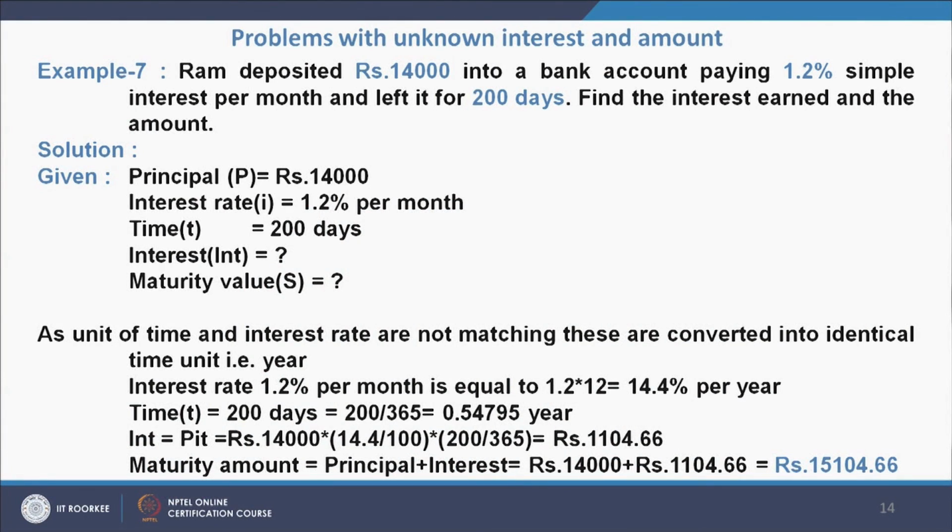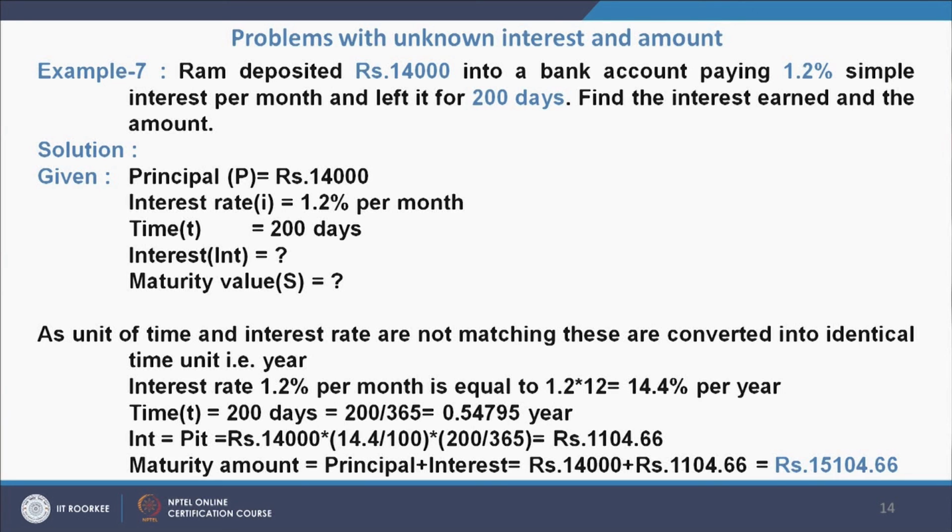As the unit of time and interest rates are not matching, these are converted into identical units, that is per year. So, interest rate 1.2% per month is equal to 1.2 into 12, that is 14.4% per year, and similarly the time is converted into years. So, time is equal to 200 days, so 200 divided by 365 converts it to 0.54795 year.